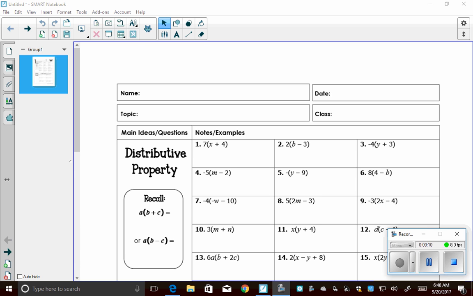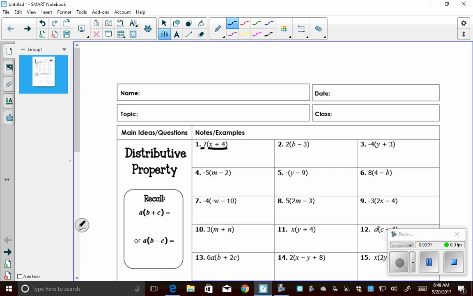Distributive property. The distributive property is where you have something in parentheses that is being multiplied by something outside the parentheses. So this is saying 7 times x plus 4. When you're distributing the number outside the parentheses, you take that 7 and multiply it by everything that is being added or subtracted within the parentheses.